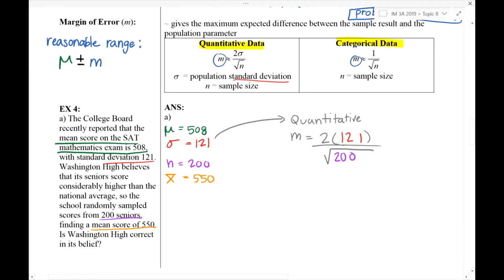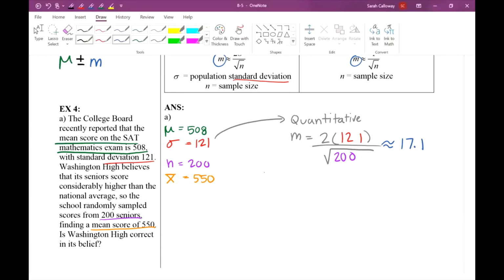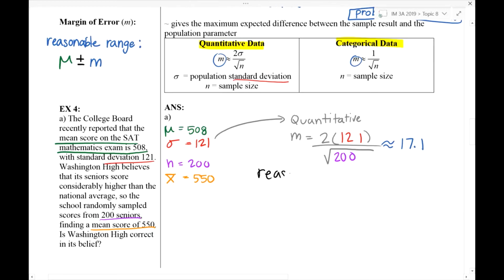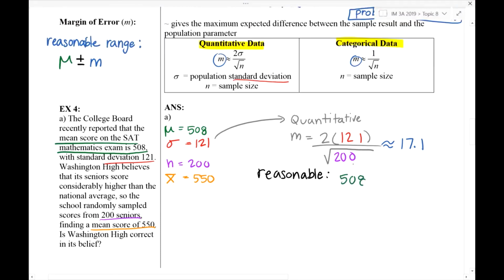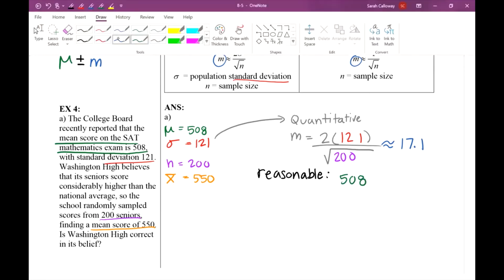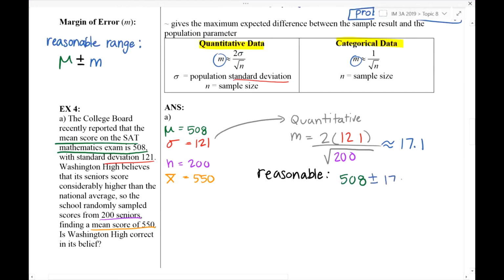And so if I calculate that out, 2 times 121 divided by the square root of 200, that gives me a margin of error of about 17.1. So what I want to look at then is what is the reasonable range of means. Reasonable values would be the population mean, which is 508, plus and minus my margin of error, which is 17.1.